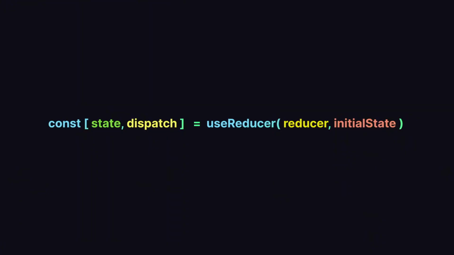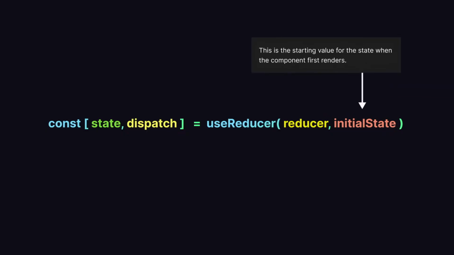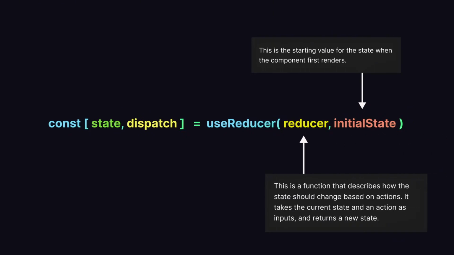So now let's talk about the useReducer initial state. This is the starting value for the state when the component first renders. We are going to be passing some sort of an initial value to that. So if you are building some sort of a counter app, you're going to be passing a 0 value or 10 value or anything like that. Next, we have a reducer function. This is a function that describes how the state should change based on some actions or some conditions. So it takes the current state and the action as an input and returns a new state value to us.